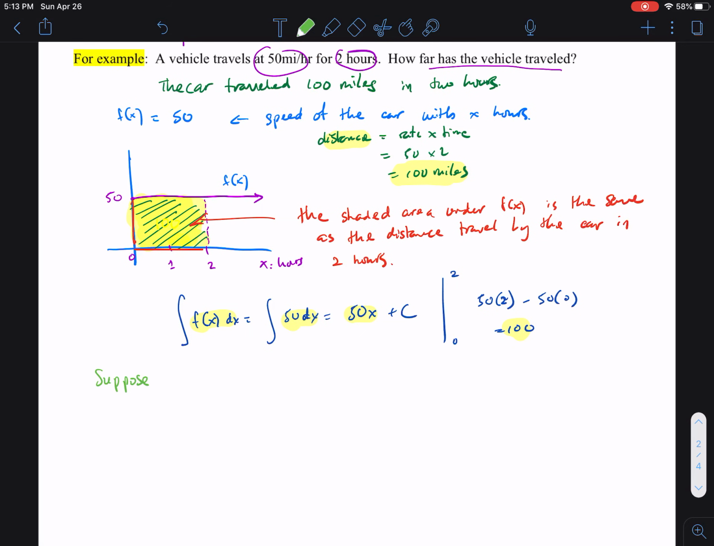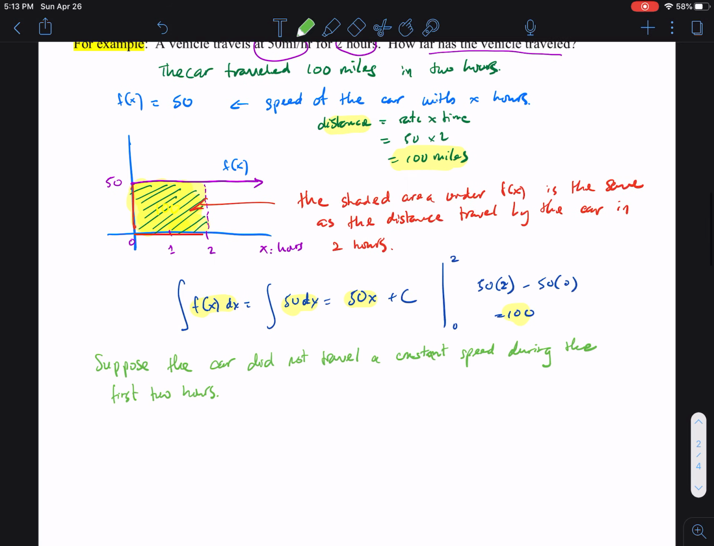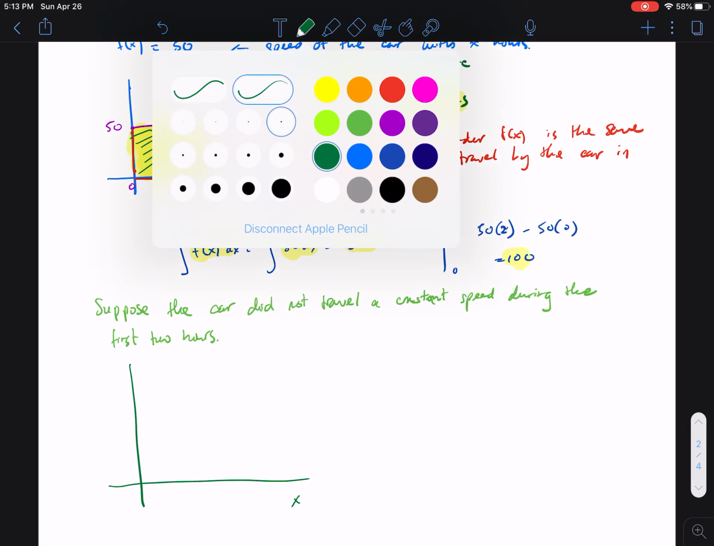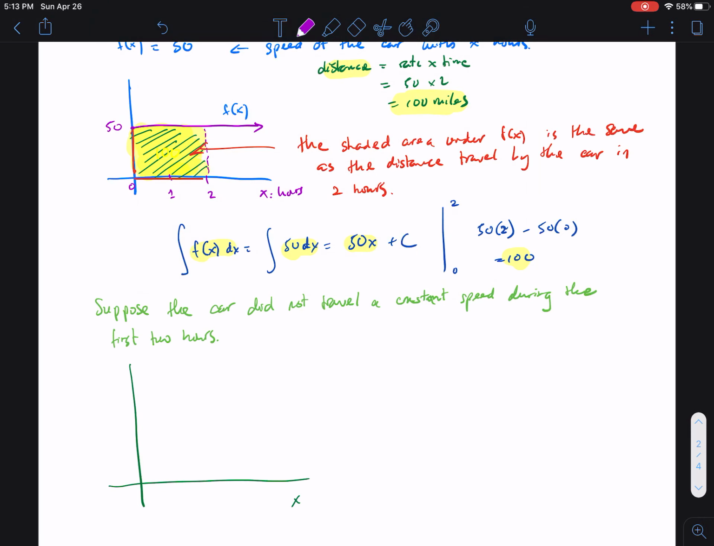Suppose the car did not travel at a constant speed during the first 2 hours. We don't know exactly what's going on, but suppose the graph that describes the speed of the car looks like this. So here's x, and here's the speed of the car, going up, down, up again, and then going that way.